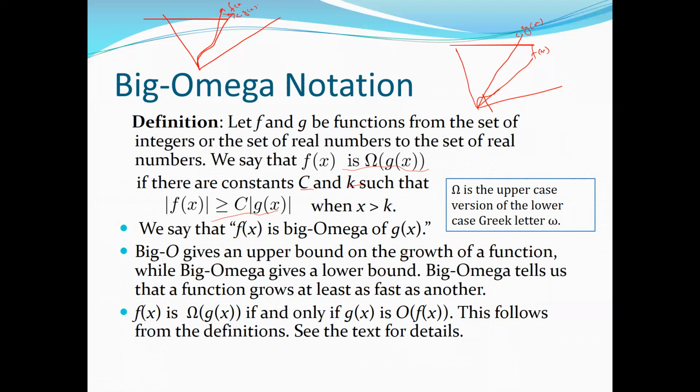So big O gives an upper bound on the growth of the function, as I mentioned, while big omega gives the lower bound. So big omega tells us that a function grows at least as fast as another, right? So f of x is big omega of g of x if and only if g of x is big O of f of x. That means if g of x is big O of f of x, then obviously f of x is big omega of g of x. You can see it either way, so this follows from the definition.